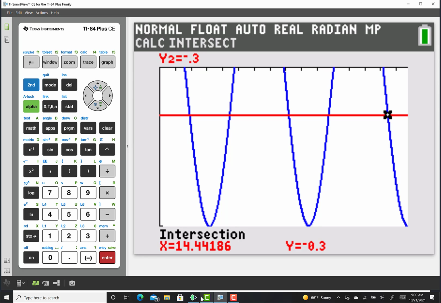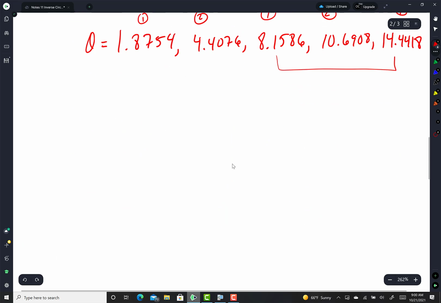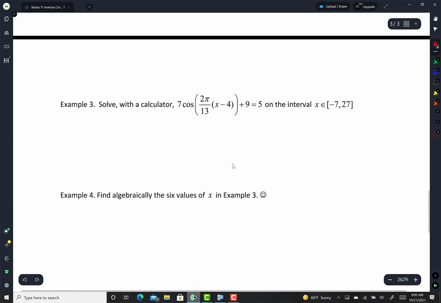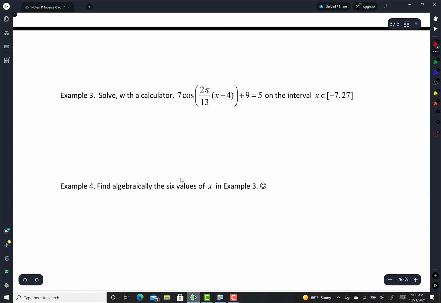All right. Okay. Now we're ready for the last question. I need your A game on this one. So don't worry. When I made these notes, I made them in such a way that I had an idea of how I wanted it to flow in my brain. So the very first question I ask you is, solve with a calculator 7 cosine 2 pi over 13 x minus 4 plus 9 equals 5 on the interval negative 7 to 27. So I knew that I was going to be doing the calculator question, like I was going to tell you, don't do it with calculator.